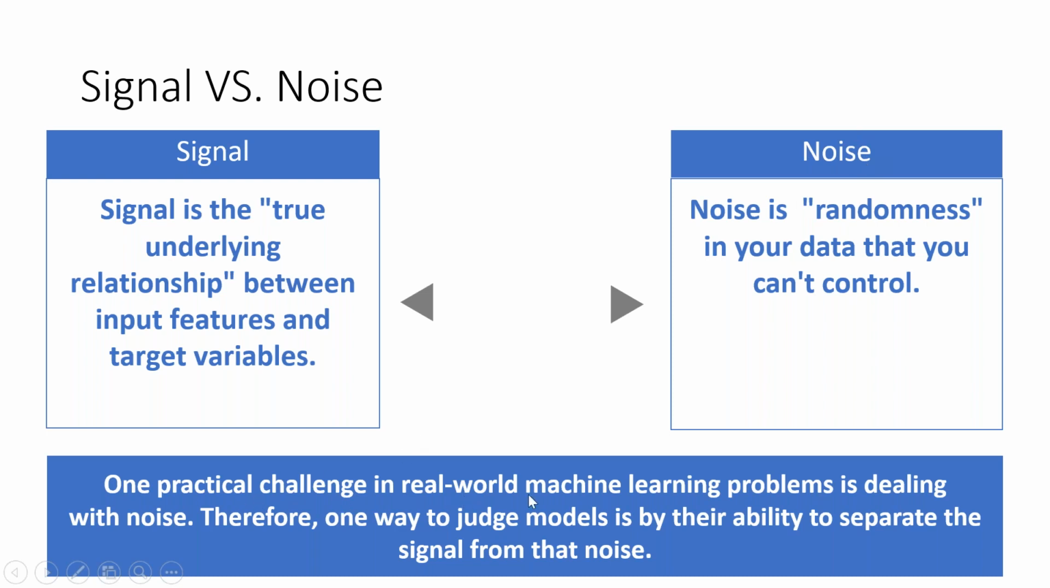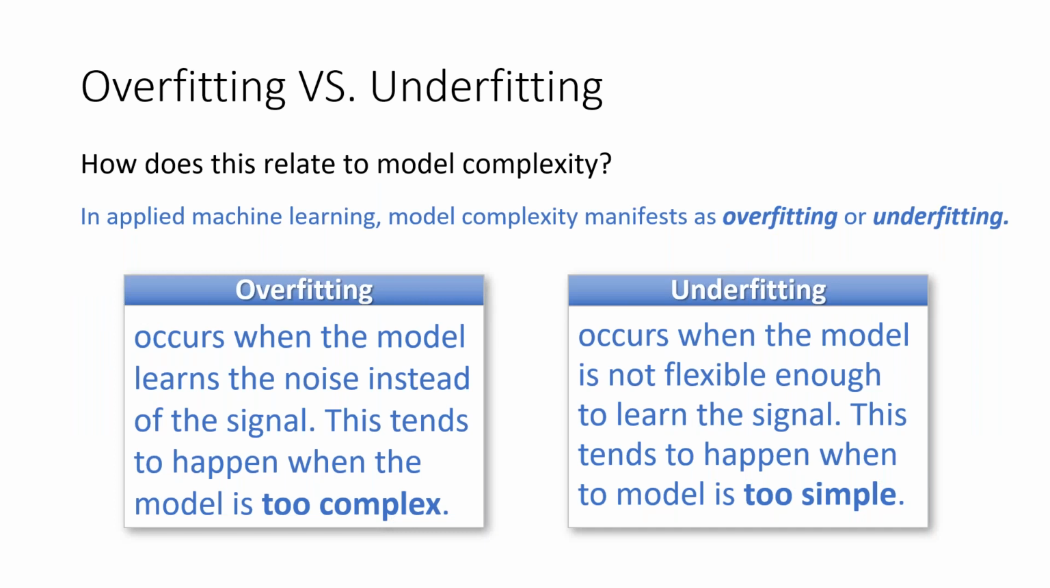One practical challenge in real world machine learning problems is dealing with noise. How do we actually avoid learning noise? Therefore, one way to judge models is by their ability to separate the signal from that noise. So a good model separates noise from the signal. A not so good model will not be able to separate noise from signal, and they get overfitted and they will be bad models.